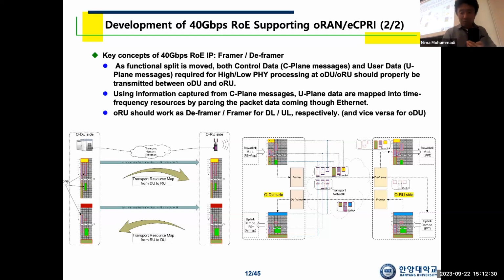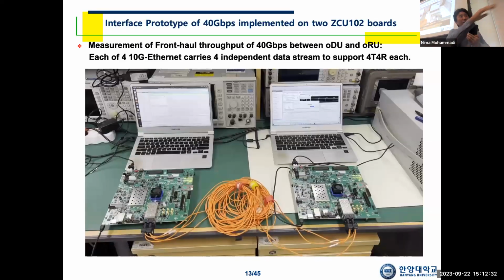Okay? So, and this figure includes movie files. I hope you can enjoy. I have made a kind of demonstration environment using two FPGA boards. One FPGA board is the transmitter, and the other FPGA board is the receiver. Transmitter will be ODU, receiver will be ORU for downlink, and the other way around for uplink.